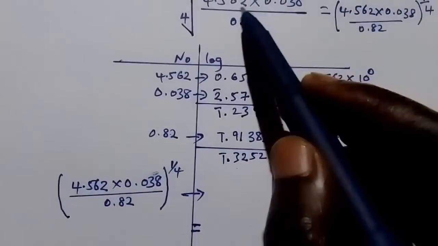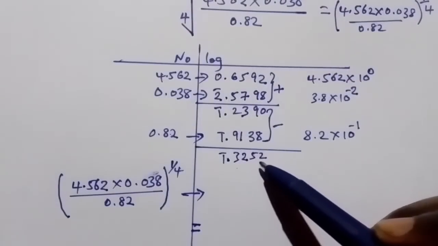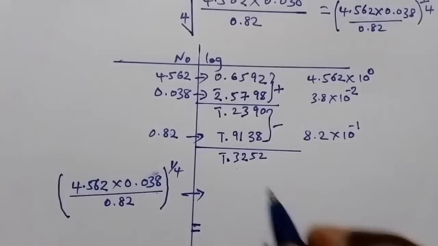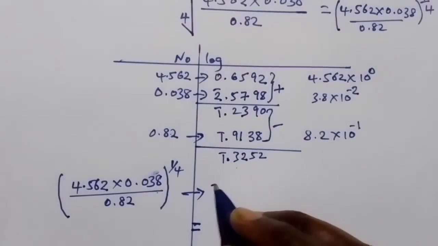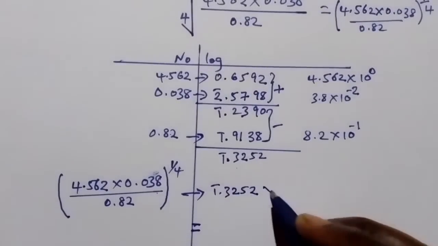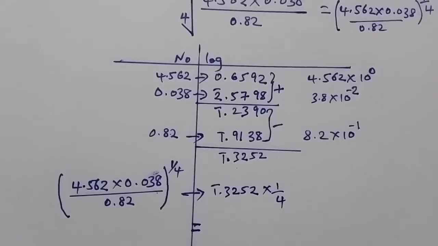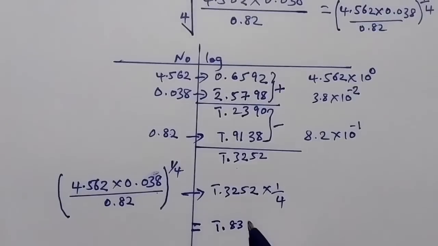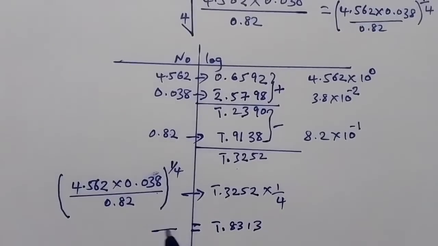Now what about this one here? So it means that we put bar 1.3252 here, then we multiply by 1 over 4. When we multiply by 1 over 4, it is just like dividing by 4, which is giving us bar 1.8313. Then we can check the antilog.